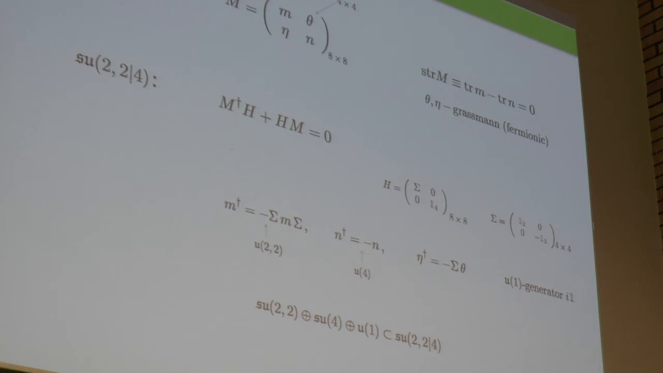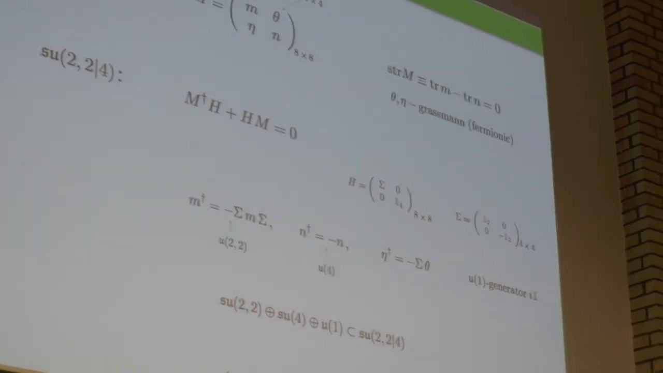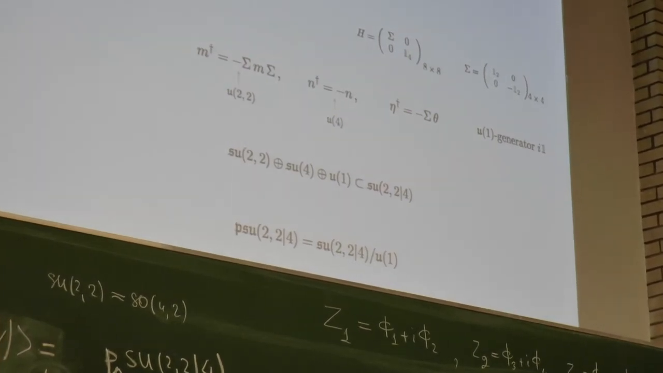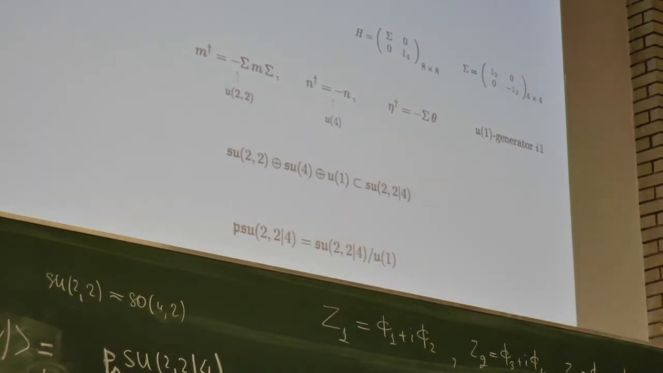So PSU(2,2|4) is defined in strict mathematical terms as a factor algebra of SU(2,2|4) over this U(1) generated by I multiplied by identity. Now, why can you not just say that you consider traceless matrices? Because traceless matrices, in addition, have a vanishing supertrace. Why do you need to take this factor?